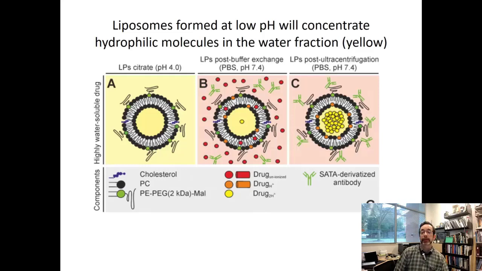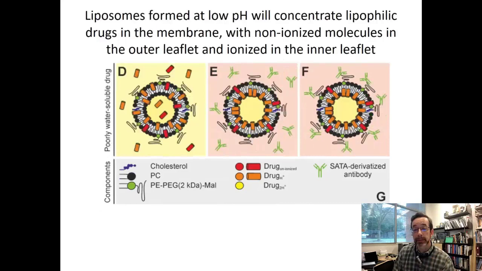And then they can attach an antibody that will help it attach to the red blood cell, and then this would help to carry and deliver the hydrophilic molecule to the red blood cell. That's all well and good for hydrophilic molecules, but this includes a membrane. So couldn't the membrane dissolve hydrophobic molecules? And that's what they actually are looking into.